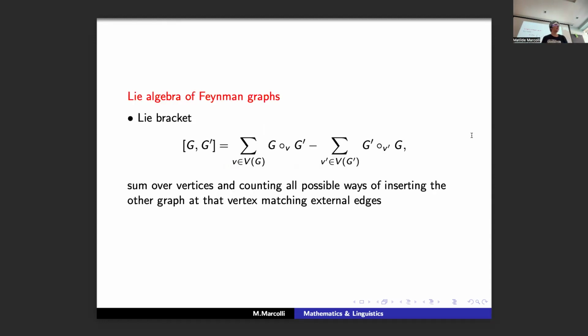So you don't consider external edges in this kind of insertion? No, it's an insertion in the interior of the graph. Yes, like for the trees, right? When we do this Lie algebra for the Hopf algebra of the rooted trees, you don't insert at the leaves. You insert at the interior. And so the Lie bracket is this anti-symmetrized sum of the insertions that you can do.